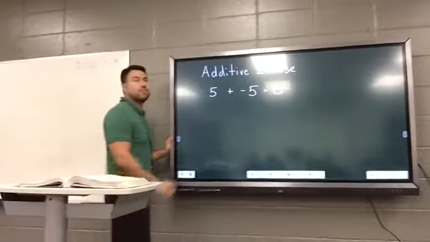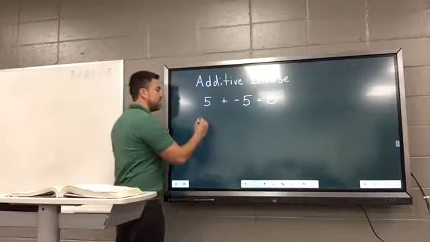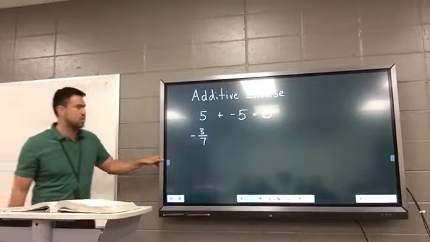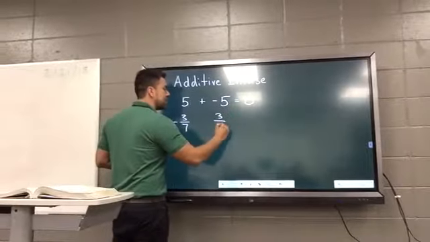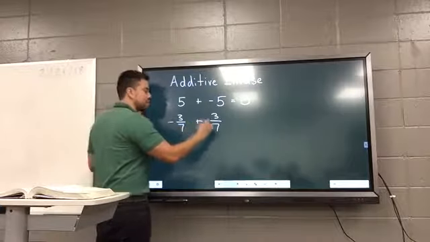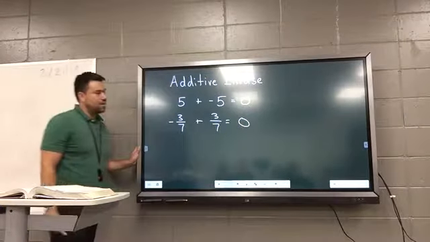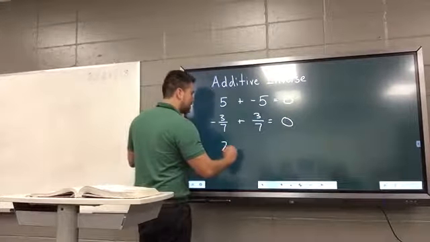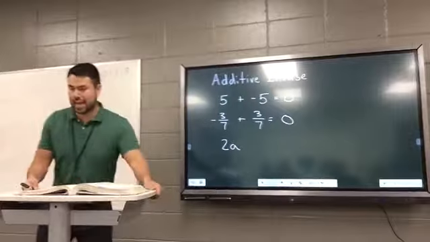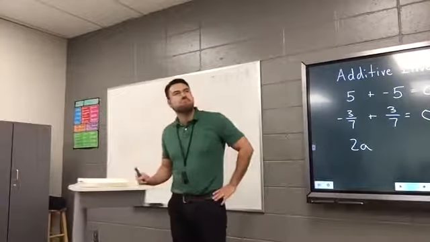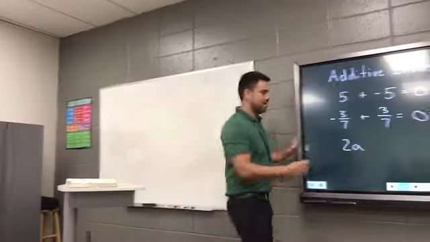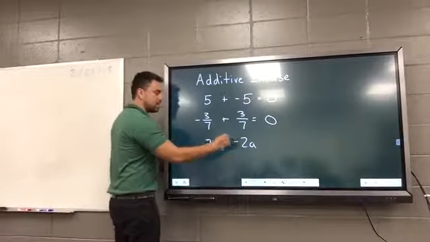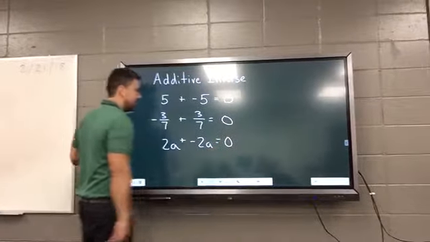What's the additive inverse of negative 3/7? Raise your hand if you know. Josh? 3/7. And the reason is because negative 3/7 plus 3/7 is 0. You guys okay with that? Not too bad. Okay, let's get this one. What's the additive inverse of 2a? Hayes? Negative 2a. Why? What's 2a plus negative 2a? Huh. That's interesting, huh?